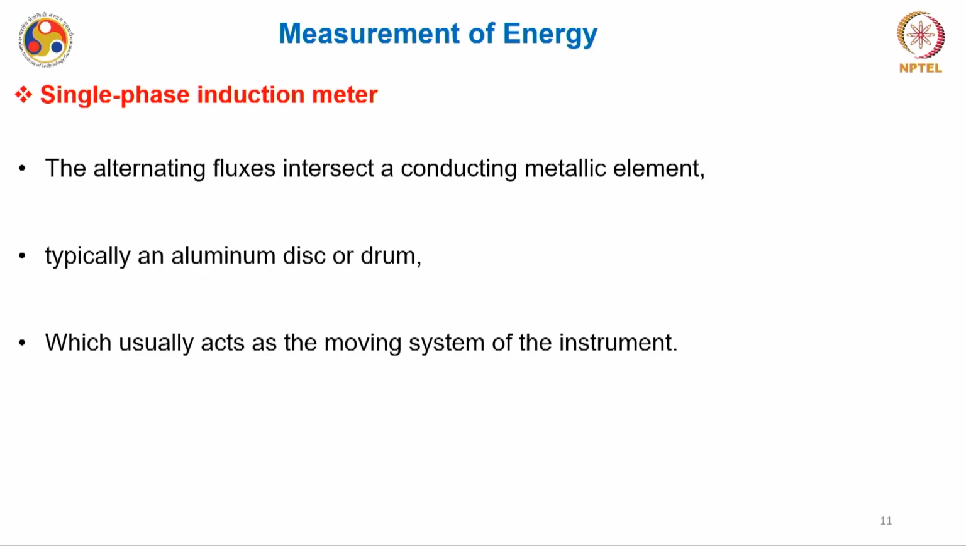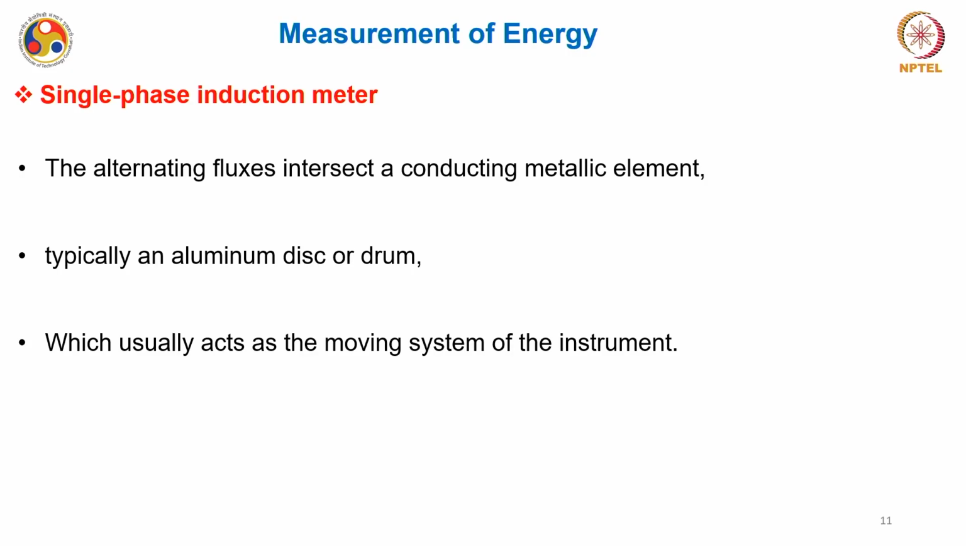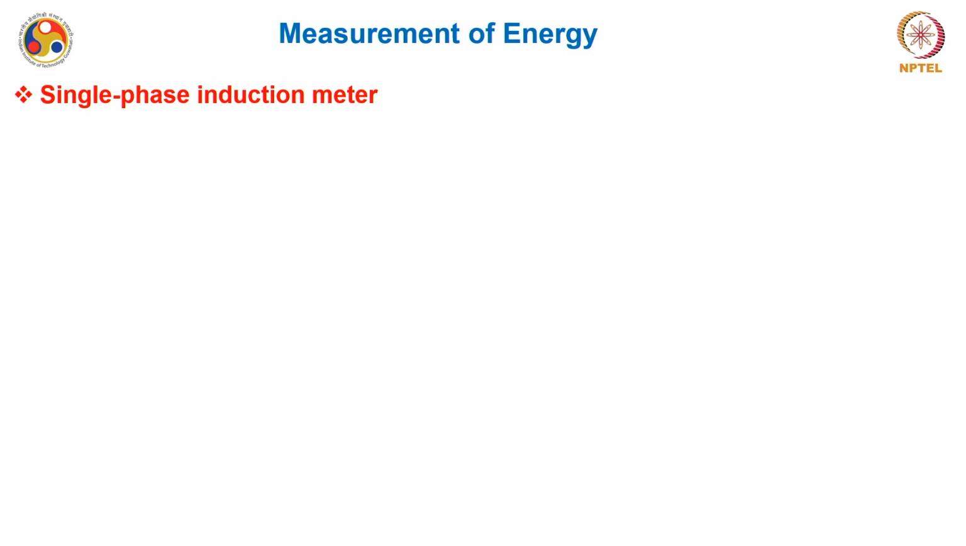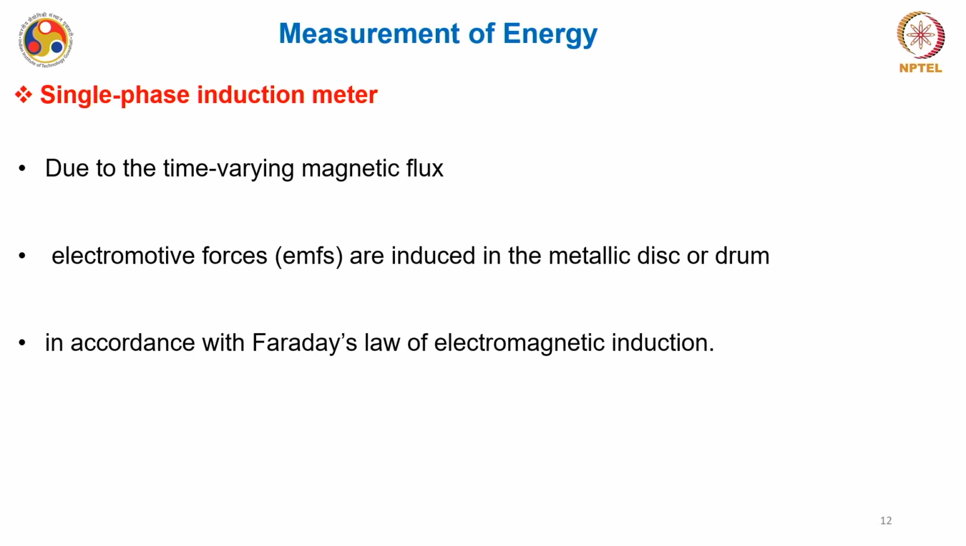So, the alternating fluxes that we were talking about actually intersect a conducting metallic element, and the metallic element that we have already talked about is the aluminum disc, or sometimes drum, but mostly the disc, which usually acts as the moving system of the instrument. And due to the time varying magnetic flux, electromotive forces (EMFs) are induced in the metallic disc, in accordance with Faraday's law of electromagnetic induction.